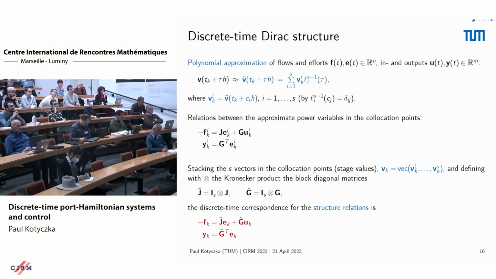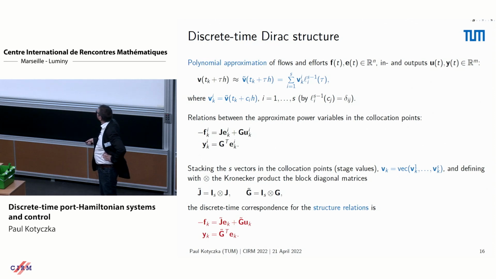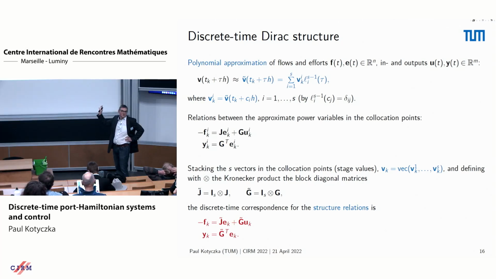So here I accelerate a little bit in order to also be able to show something with control. But the key idea, and we can also discuss afterwards, is that we take the power variables. It's one idea, different possibilities are there. We take now the power variables, effort, flows, inputs, outputs. And we assume we are looking for solutions in the space of polynomial approximations. And these polynomial approximations, we parameterize them with the Lagrange polynomials.